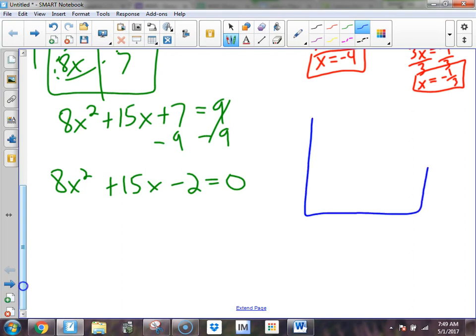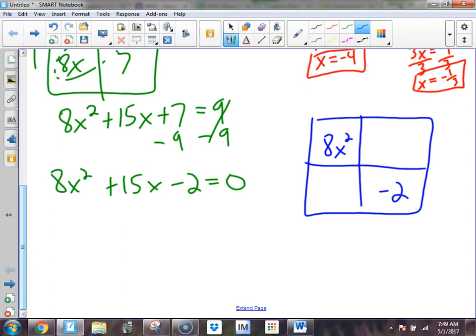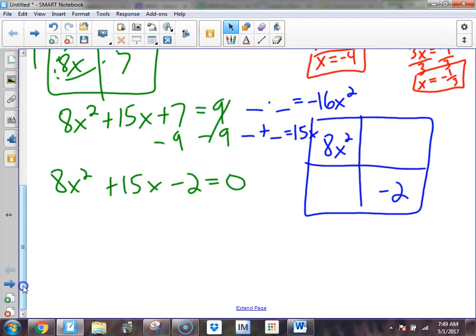So we go to our box. 8x squared, top left, negative 2, bottom right. Two numbers that will multiply to the multiplication of these two, that's negative 16x squared, and that will add to 15x. Two numbers that will multiply to negative 16x squared that will add to 15. Anybody got it? Yes.